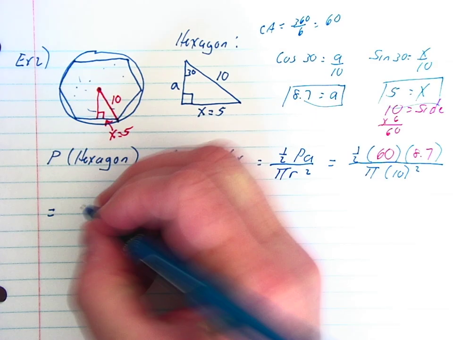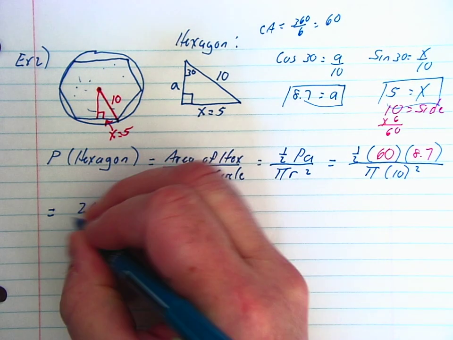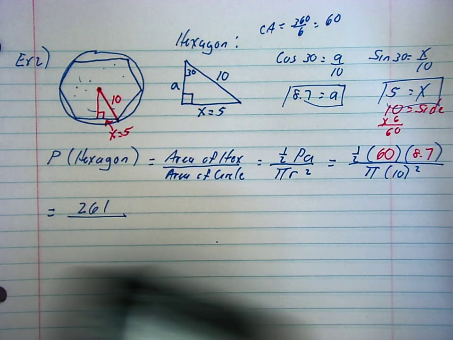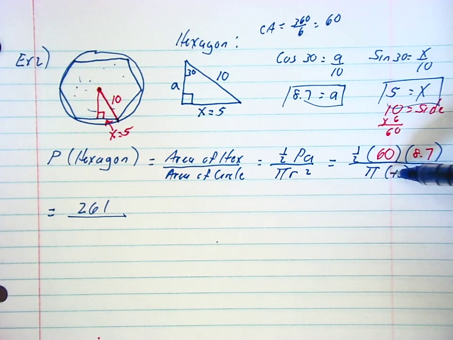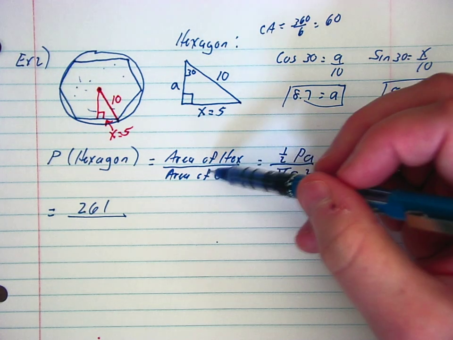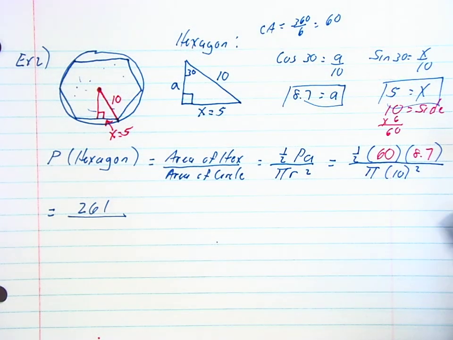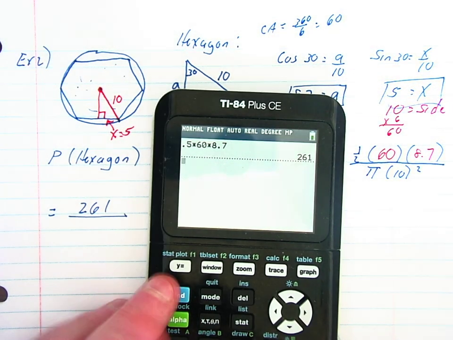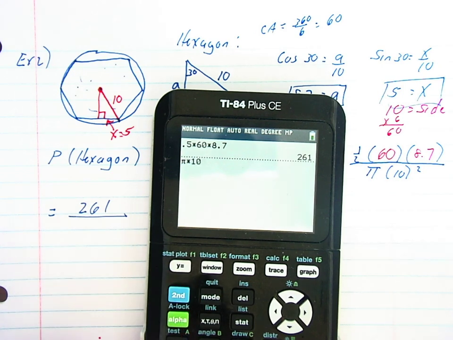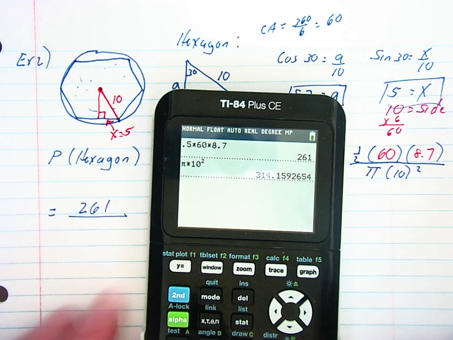261. There's your top. Your bottom has to be bigger than that, guys. If your bottom is ever smaller than your top, then one of them's wrong. Because the bottom is the area of the whole thing, which is always bigger than the top one. So I have pi 10 squared. So pi times 10 squared, 314.2.